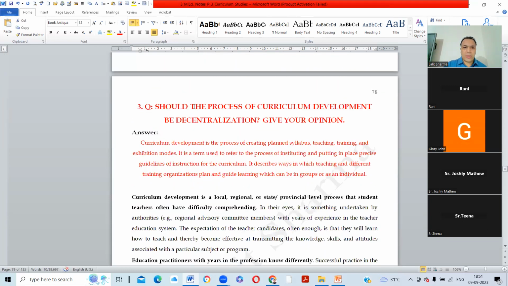Okay. The next question is: should the process of curriculum development be centralized? Give your opinion. This is a general question. Sometimes 5 or 10% of the syllabus comes as a general question. होता वही है, syllabus के according ही होता है. When this question comes, you should have knowledge of decentralization, nothing else.